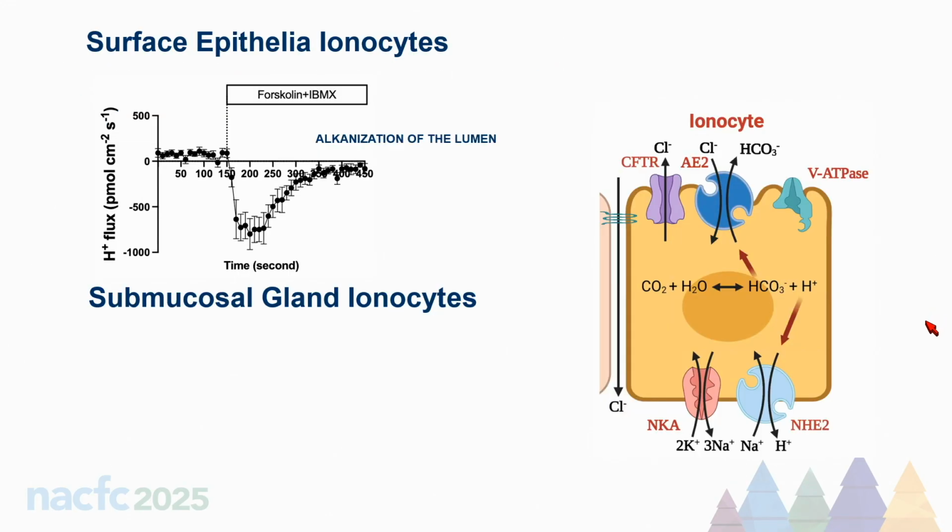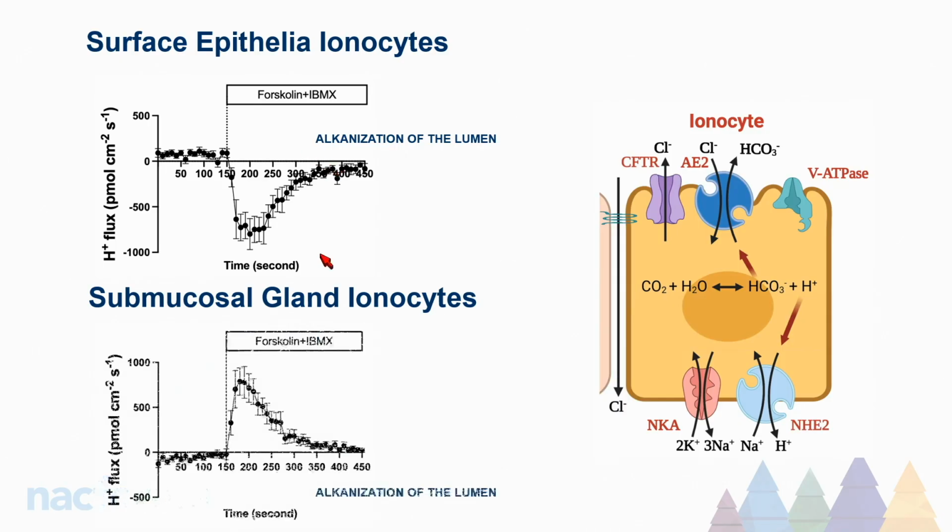The data I'm about to show you is all from BSND-positive cells located in the surface epithelia and the submucosal gland that will pop up right after this. And we see that this is proton flux over time. Due to time, I'm not going to show the sodium and chloride, but the proton flux over time shows us that when we stimulate these cells with forskolin and IBMX, we have an alkalinization of the lumen, showing a depletion of protons at the luminal side. And we also see the same effect in our submucosal glands.